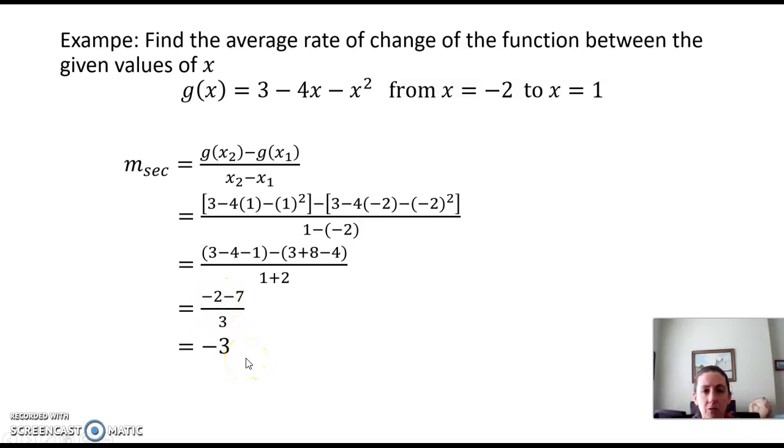So the average rate of change, the average rate at which this function is changing from -2 to 1 is -3. So maybe, depending on what this function is measuring, maybe it's going down $3, maybe the cost is going down $3 per shirt, or maybe you're losing 3 pounds per month, or whatever it is, decreasing at a rate of 3, whatever the units would be measured by.